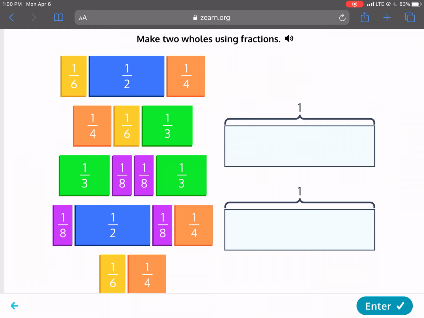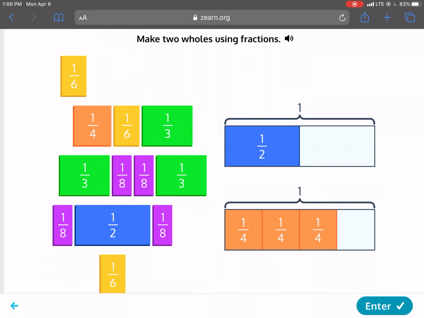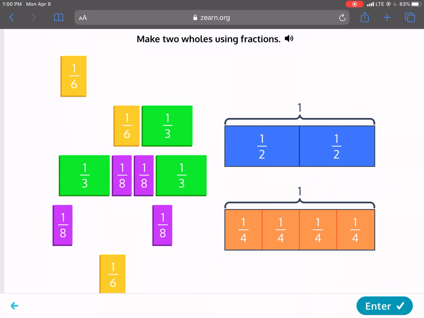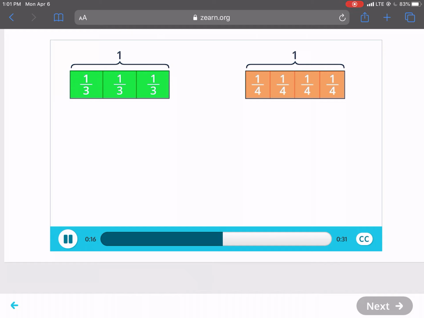All right, make 2 wholes using the fractions. So we can drag and drop these however we want, as long as it makes 2 wholes. So as you can see, 1/2, oh, maybe it doesn't want to let me do that. We can make it using fourths. We can make it using halves. There are lots of ways to make 1 whole. Let's look at this one together. Kayla and Ethan, how did you make a whole? I used 3 thirds to make 1 whole. I used 4 fourths to make 1 whole. Nice work. There are lots of ways to represent 1 whole.